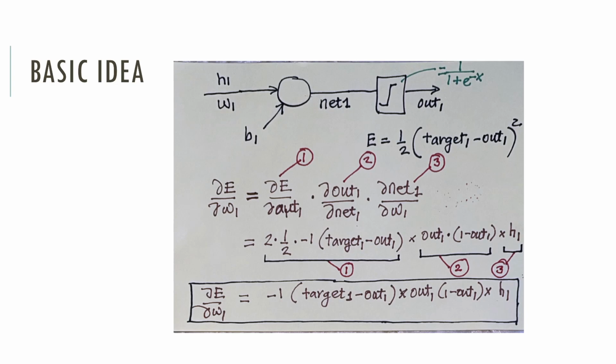What does that turn out to be? There are three expressions in this. Let's do the first one. Del E over del out 1, this is just our error function, right? This error quality function.